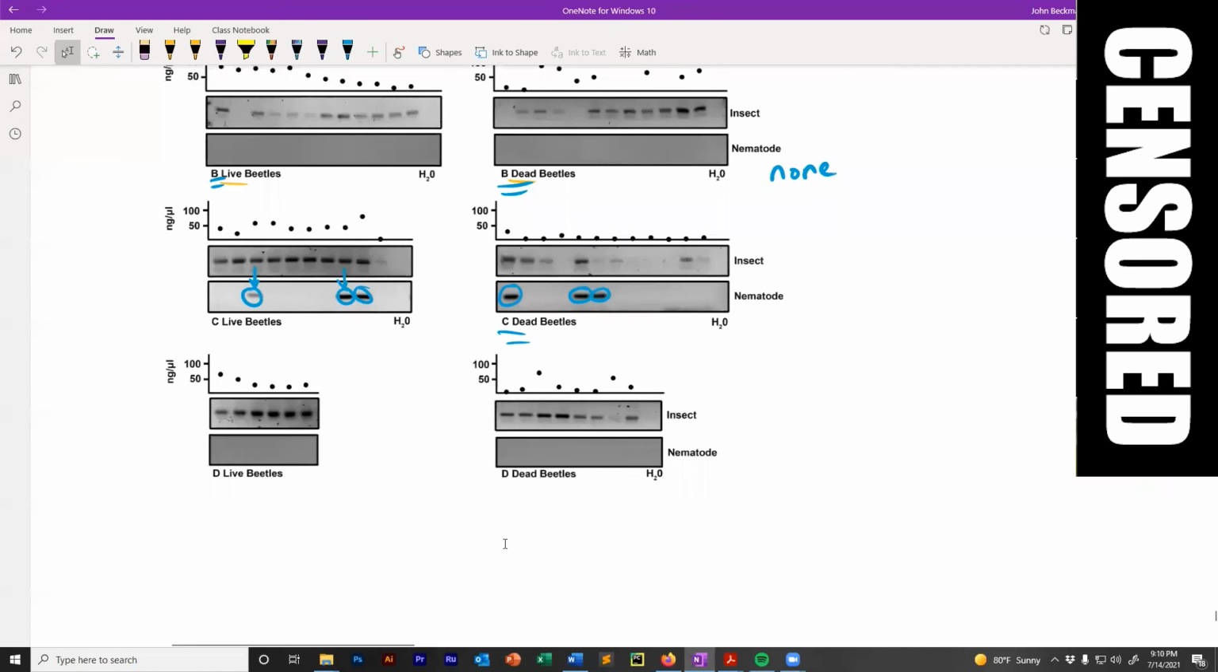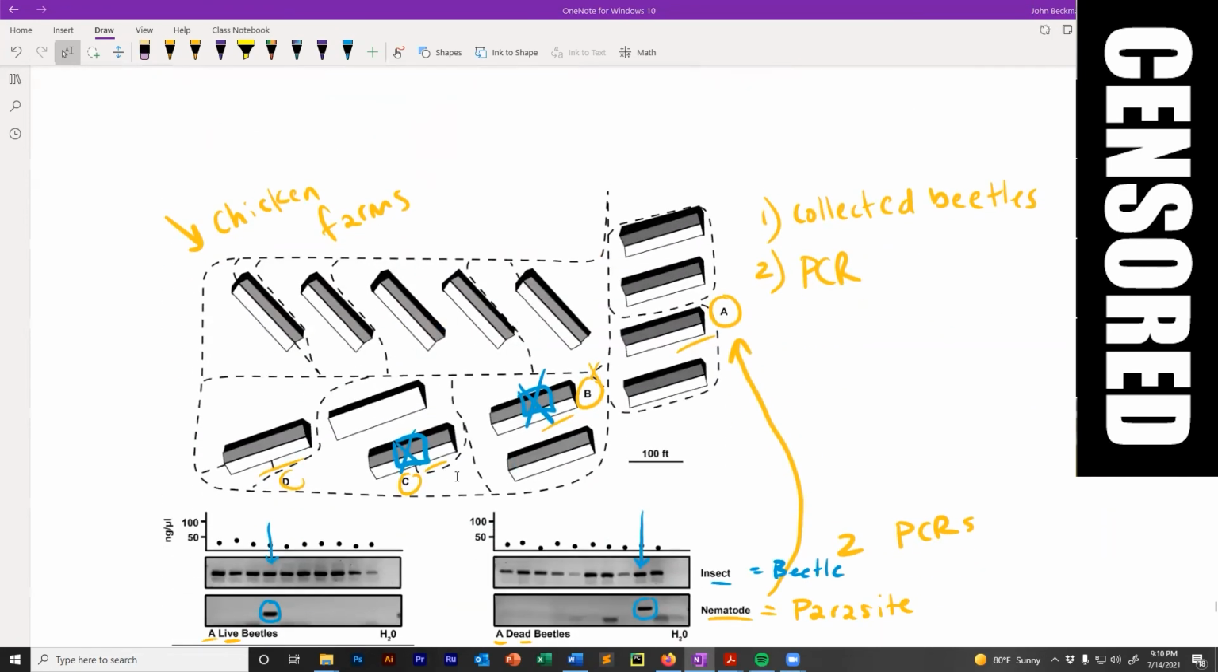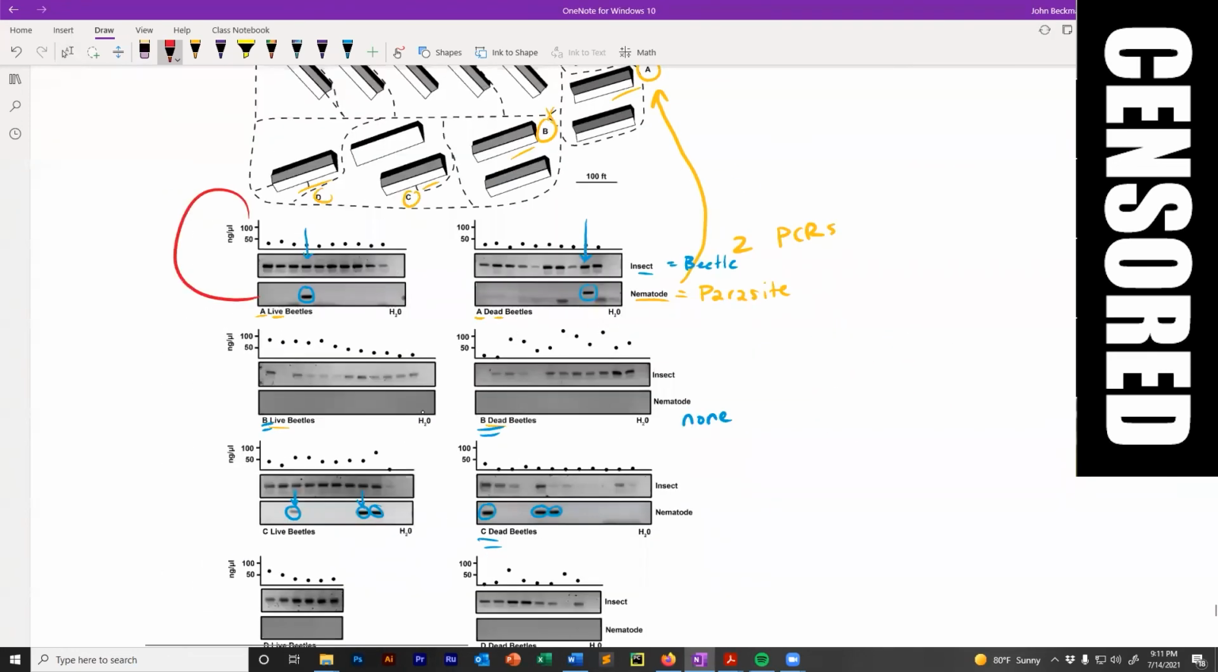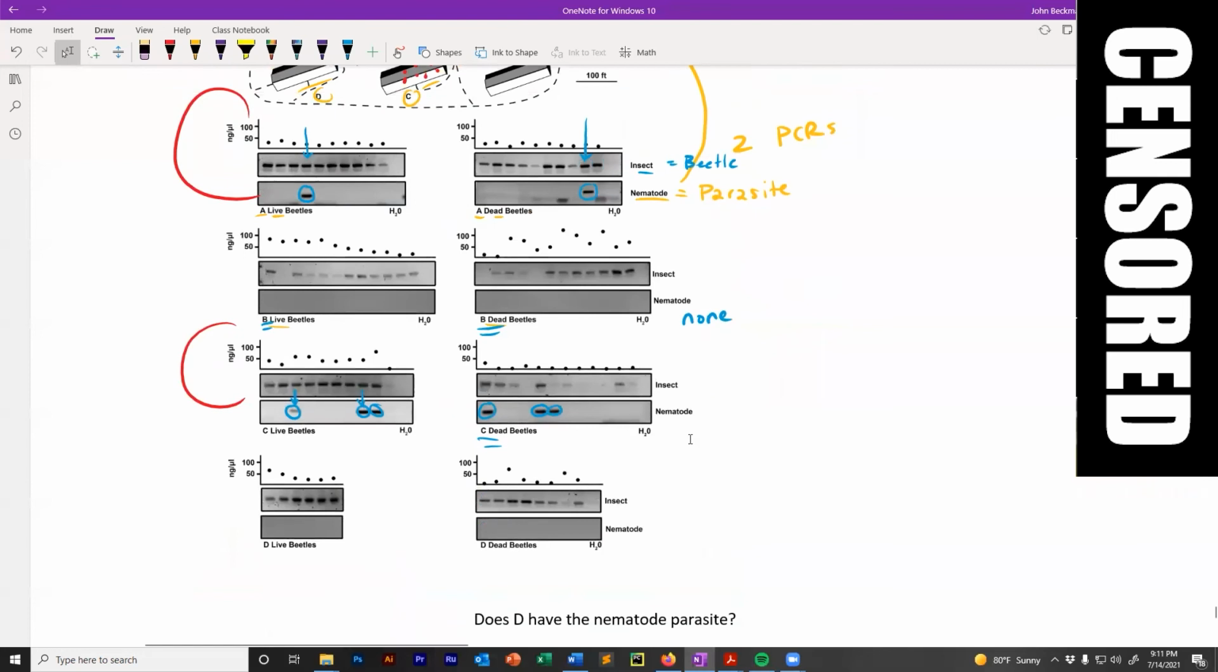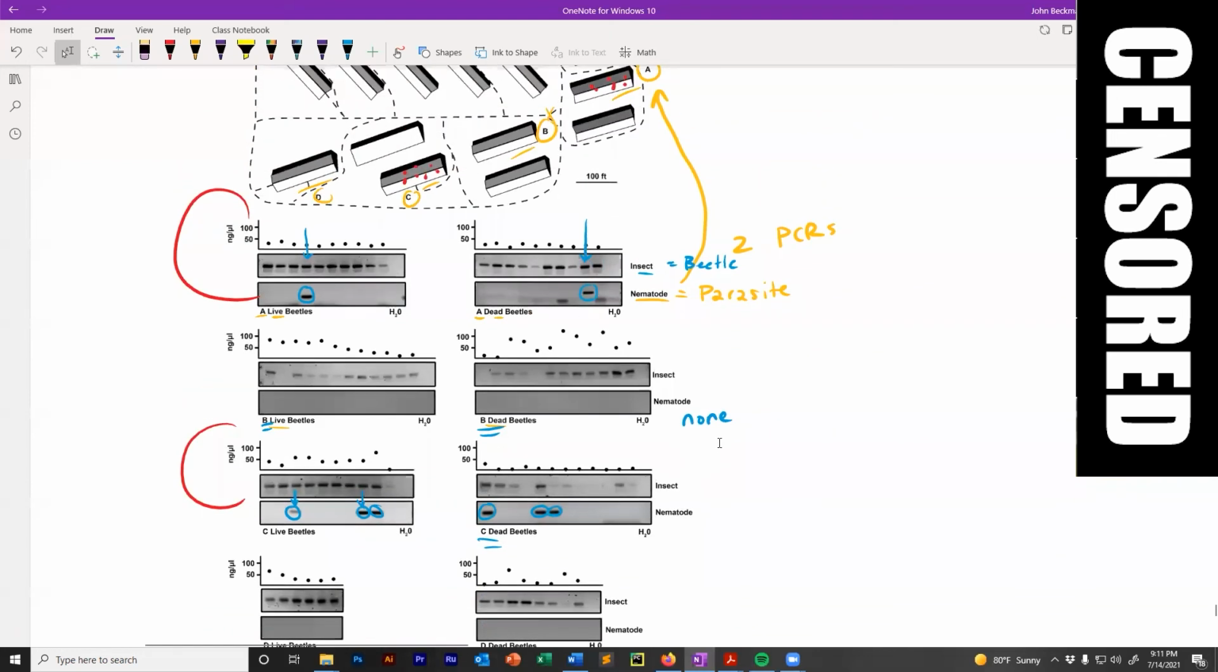What about D? Does D have the nematode parasite? Write it in the chat. Yes or no? Very good. No. Okay. So A has it and C has it. So A is infected and C is infected.